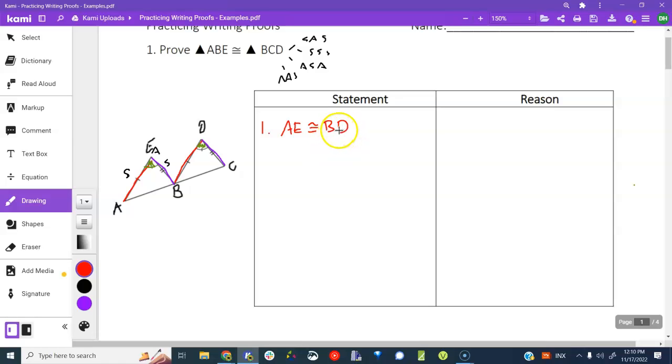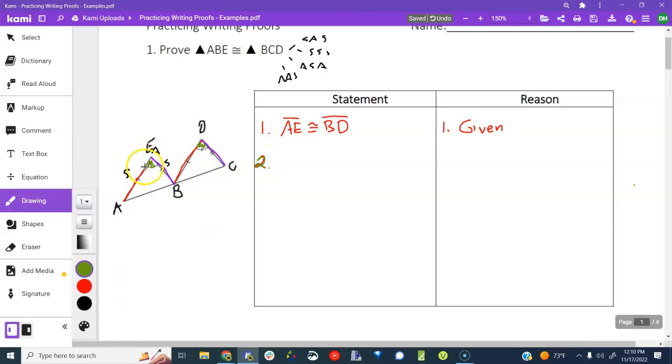Now, what is wrong with my statement right here so far? What's missing from this? The segment lines, right? So details like this, that's what I was talking about earlier. You can have all the right steps, but these details do technically matter. So make sure you have them there. It's not optional.